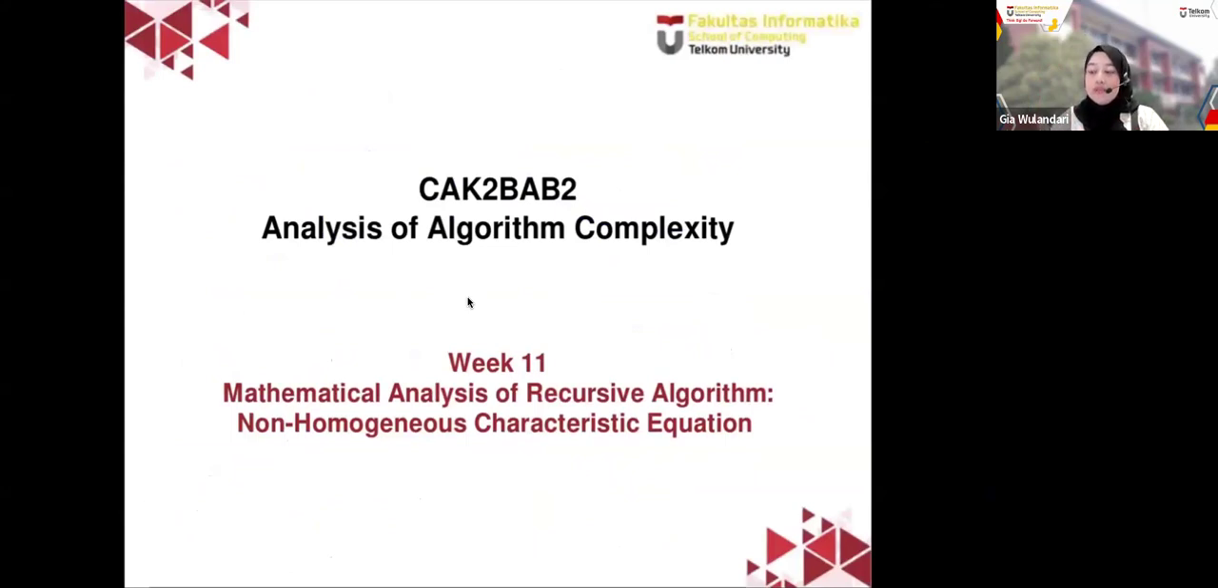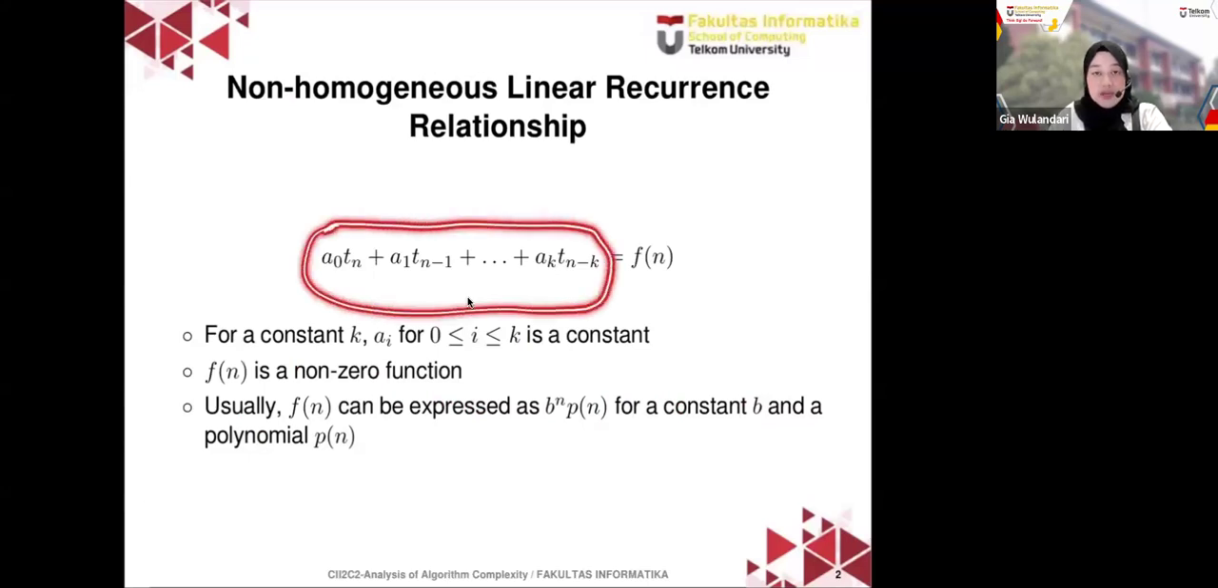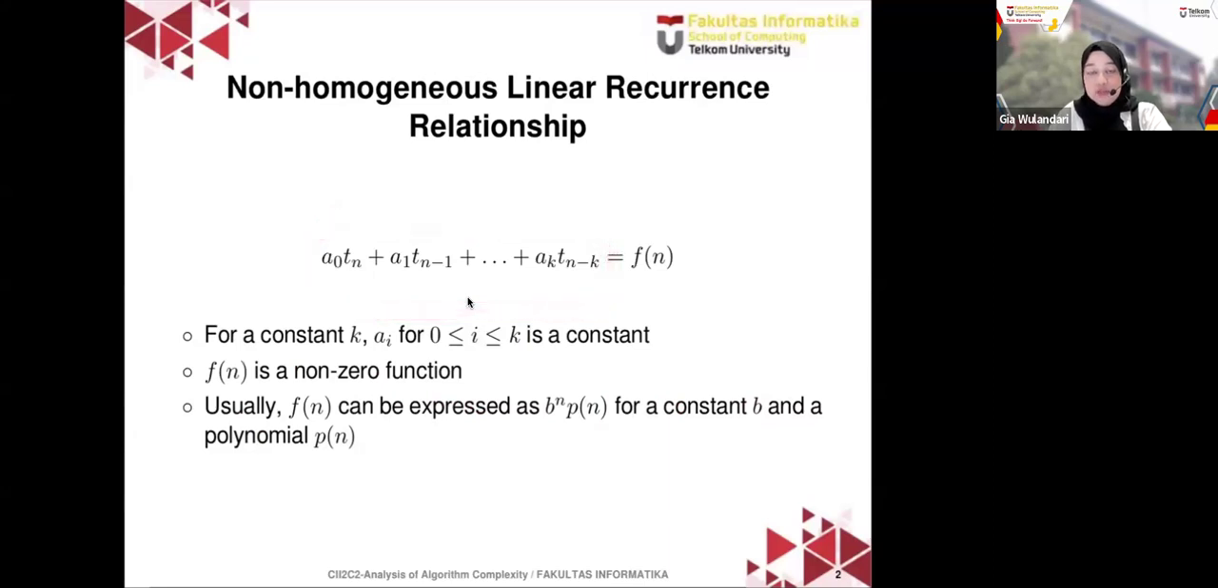Next, we will start to learn about another technique. It is basically the same technique, which is the characteristic equation, but now we will learn about the non-homogeneous part. This part is just the same as the previous week, but in the previous week, the right-hand side was 0. That is called a homogeneous linear recurrence relation. But now, if the other side is not 0, then it is called a non-homogeneous linear recurrence relation.